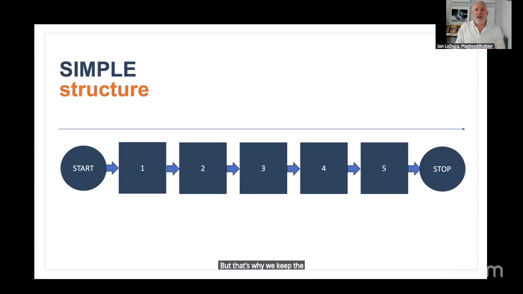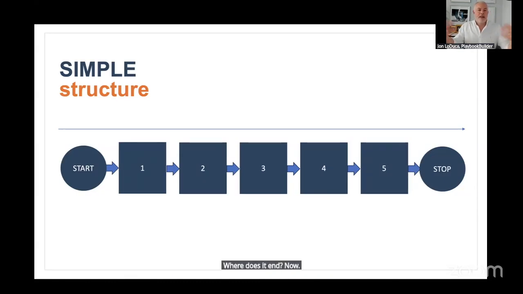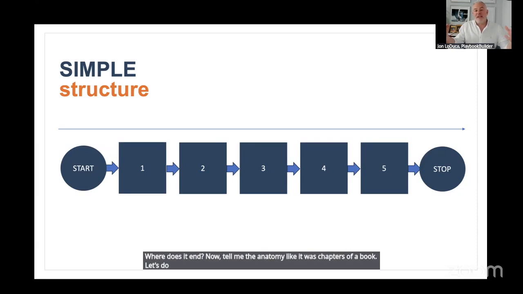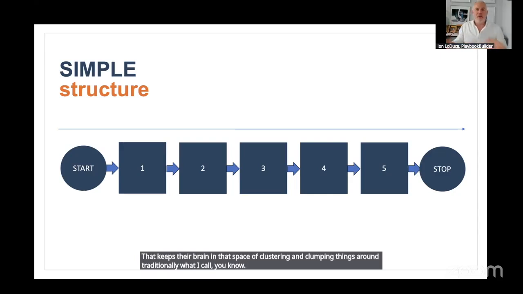So I say to my subject when I'm interviewing, just like chapters in a book or writing a kid's English paper, let's just figure out how we're going to start it. Where does it begin? Where does it end? Now tell me the anatomy like it was chapters of a book. Let's do 8 to 12 main topics, but not more than that. That keeps their brain in that space of clustering and clumping things around traditionally what I call major milestones of a process. Then we get into the next layer of specificity.